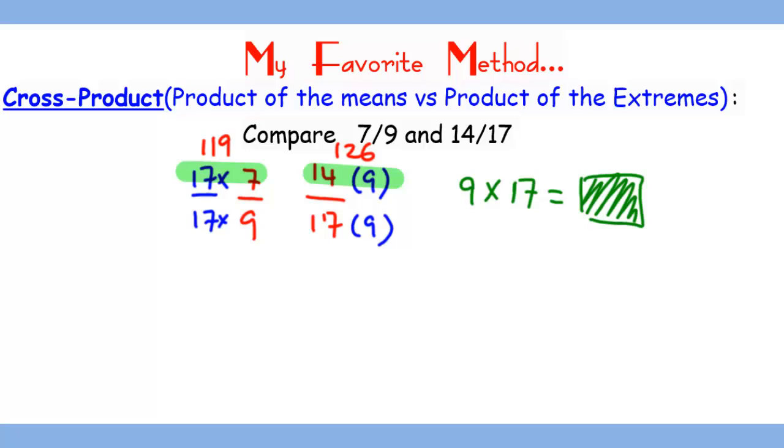Given that the denominator is being multiplied by the same number, they will be the same. So the only thing that matters to us is which one's bigger in the numerator. And as you can see, this is the bigger number. That means 14/17 is bigger. Just to make sure you understand this concept, let's try it with another example.